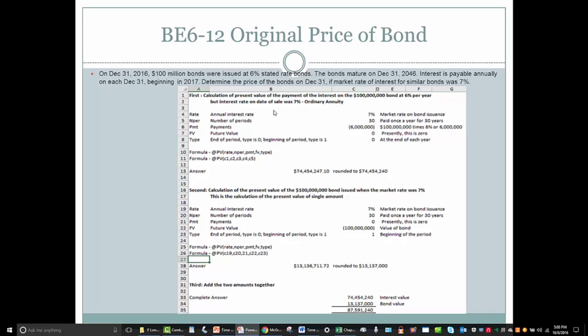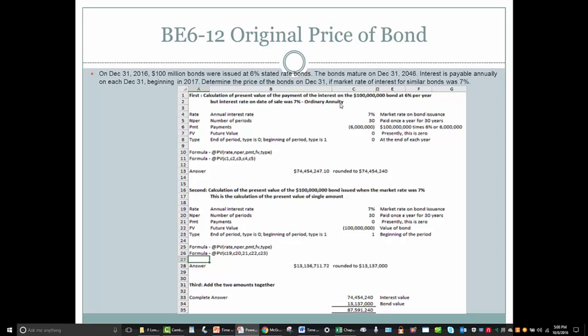So we want to look at two streams of income. We want to look at the value of the interest payments over time, and we also want to look at the value of the bonds at the beginning of the initial issuance. So first, we want to calculate the present value of the payment of the interest on the $100 million bond at 6% per year. But the interest rate on the date of the sale was 7%.